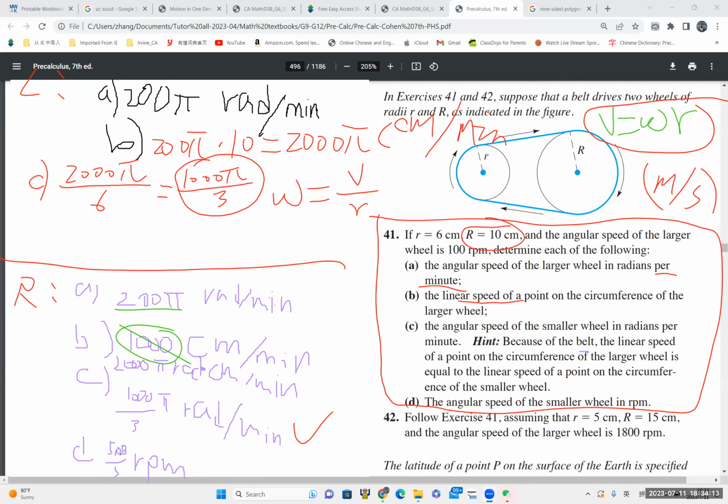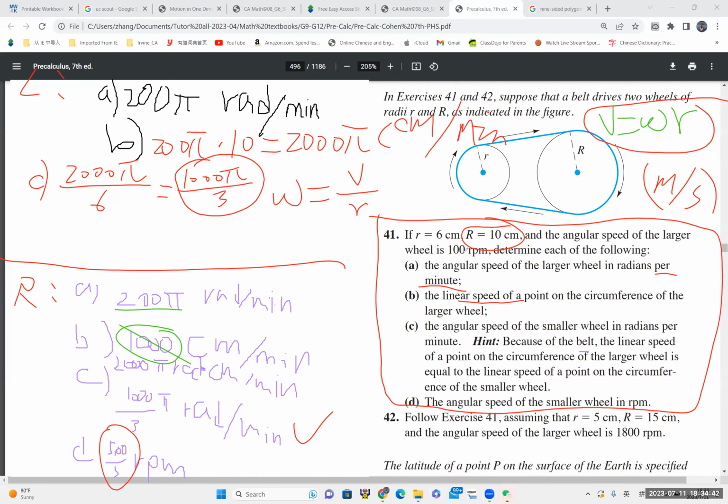Okay. Yeah, after dividing by 2 pi, because 2 pi means 1 revolution, right? So divide by 2 pi, you get this. So which one rotates faster? The big one. Wait, no. Yes, probably the small one. Wait. There's a smaller one, right? Yeah.